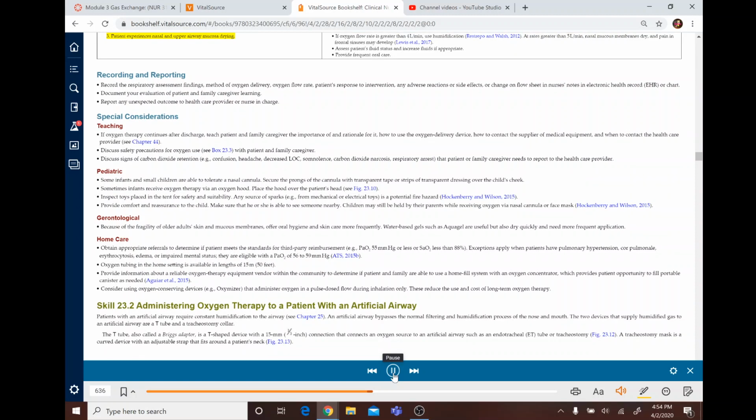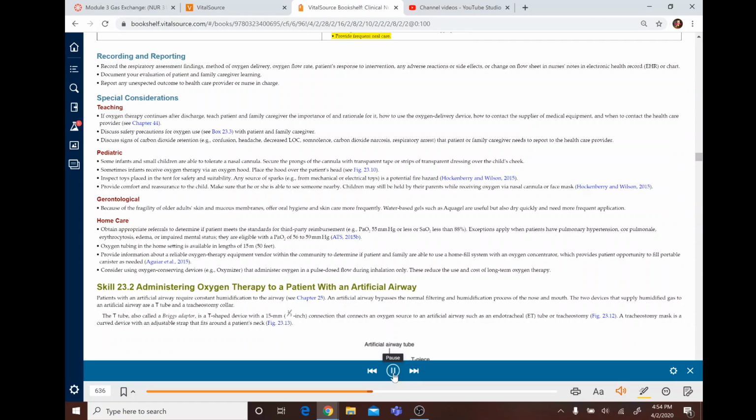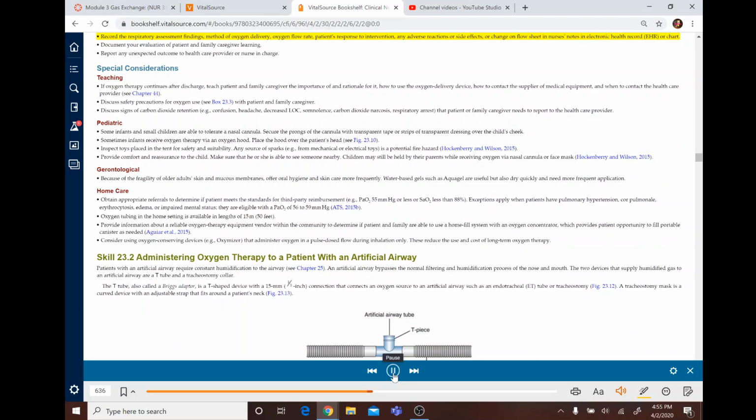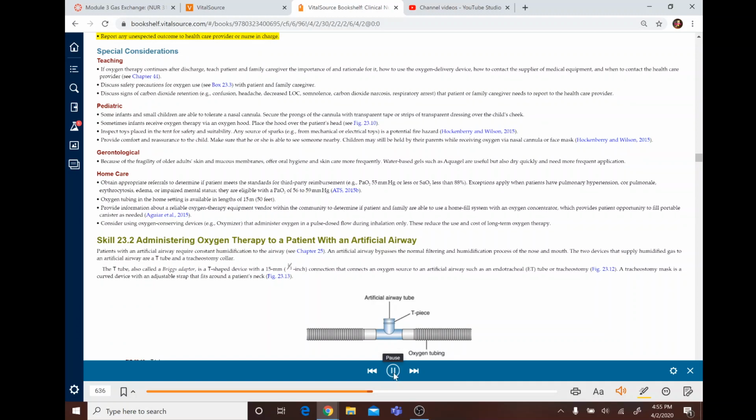3. Patient experiences nasal and upper airway mucosa drying. If oxygen flow rate is greater than 4 L/min, use humidification, Restrepo and Walsh, 2012. At rates greater than 5 L/min, nasal mucous membranes dry, and pain in frontal sinuses may develop. Lewis et al., 2017. Assess patient's fluid status and increase fluids if appropriate. Provide frequent oral care. Recording and reporting. Record the respiratory assessment findings, method of oxygen delivery, oxygen flow rate, patient's response to intervention, any adverse reactions or side effects, or change on flow sheet in nurse's notes in electronic health record, or chart. Document your evaluation of patient and family caregiver learning. Report any unexpected outcome to healthcare provider or nurse in charge.